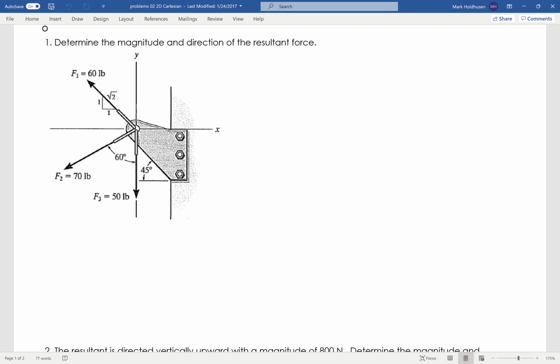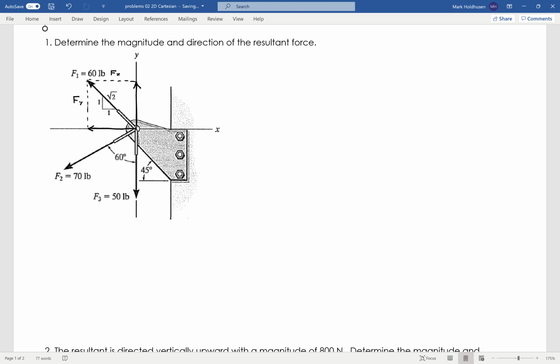So we'll go ahead and start with F1. And what we're going to do here is we're going to break this up into its x and y components. Essentially, I'll have a y component and an x component like this. So basically what I'm looking for here is this is my x component, this is my y component. Now, the way I'm going to do this on this triangle here is I'm going to use similar triangles here.